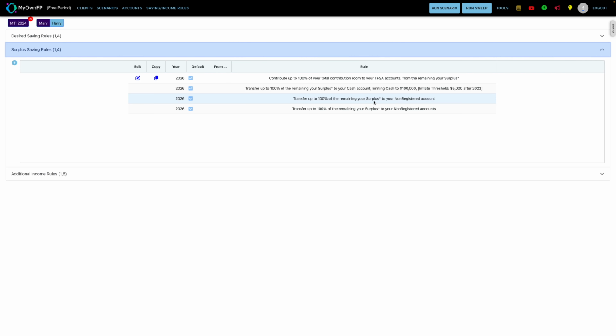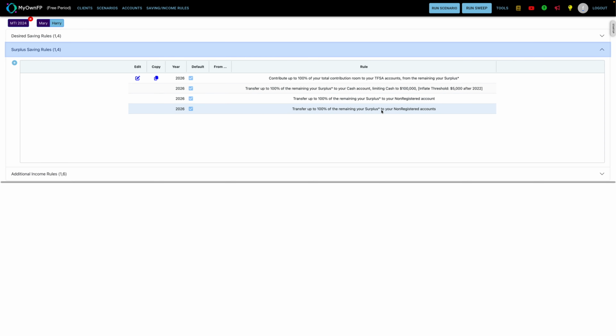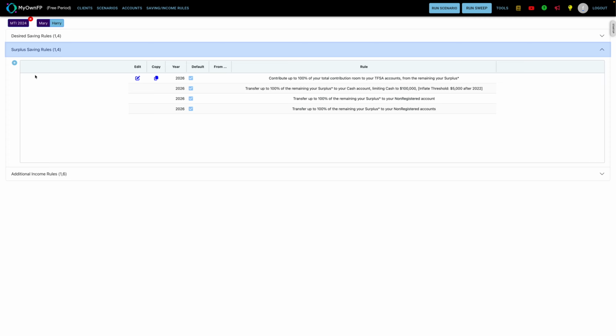If I still have money left over, which, if you had a non-registered account with that name, there won't be anything left over because it's 100%. If you didn't have that account, then it would go to a non-registered account, your first non-registered account alphabetically, and it'll put all the money into that account first. So typically, if you don't have a non-registered account of that name, you might want to modify your rule to make sure it goes into there, especially if you have cash as your first account, as this last rule will also go into your cash, which might not be what you wanted. So we're going to leave all that as it is.